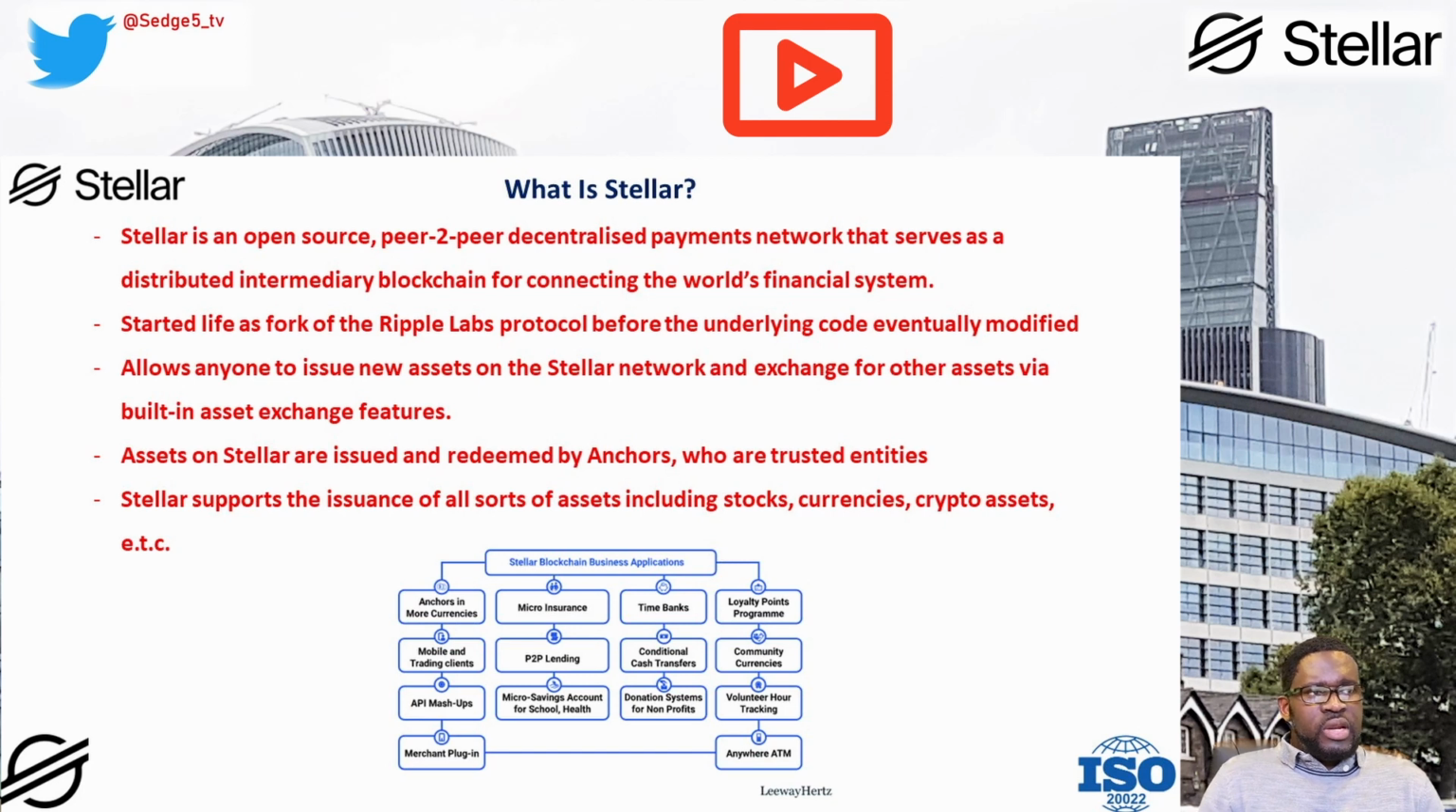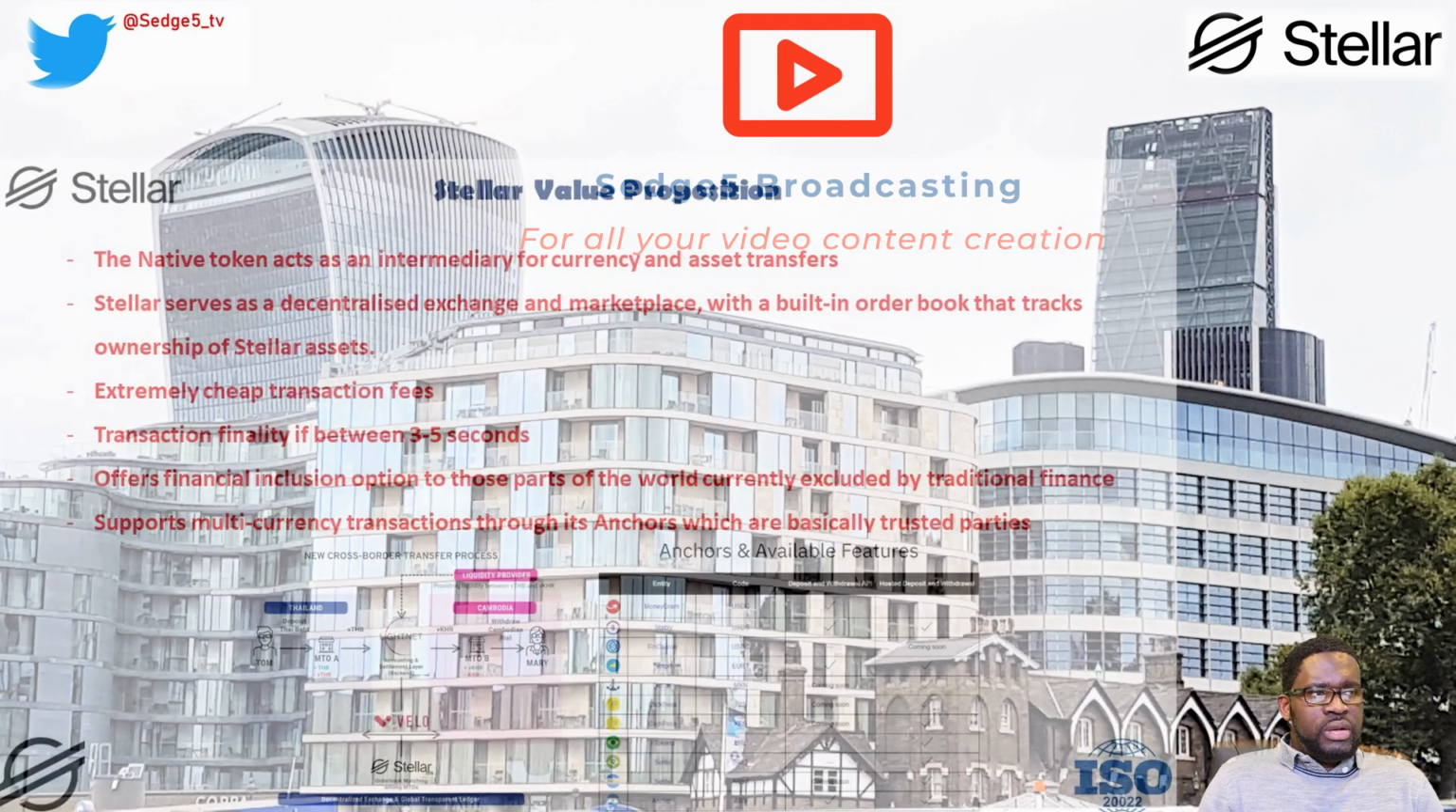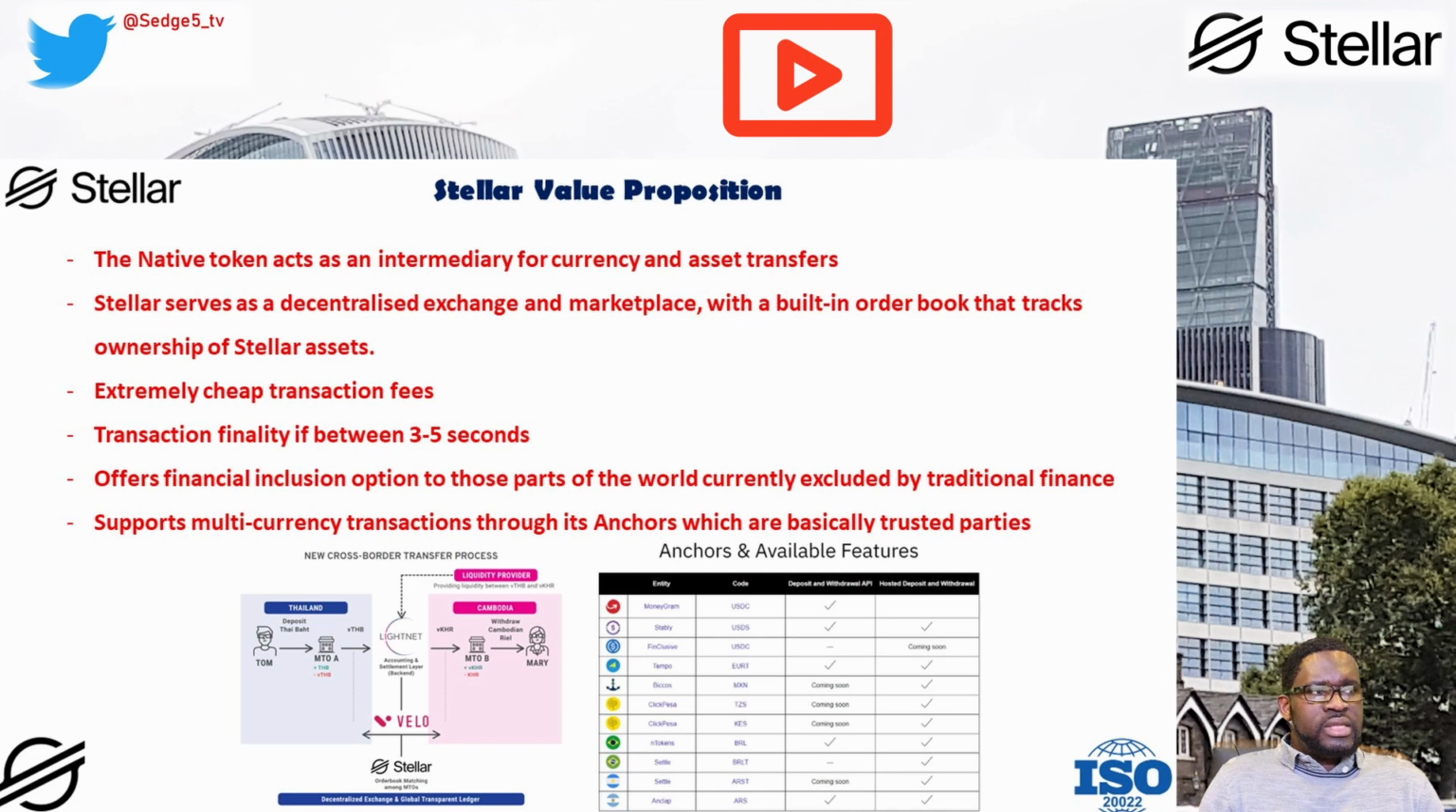So, what about Stellar's value proposition? The native Stellar token, which is the Stellar Lumens, ticker symbol XLM, acts as an intermediary for currency and asset transfers. Stellar serves as a decentralized exchange and marketplace with a built-in order book that tracks ownership of Stellar assets. It also offers extremely cheap transaction fees, and transaction finality is between 3 to 5 seconds, so it is extremely fast to finalize transactions. The Stellar network also offers a financial inclusion option to those parts of the world currently excluded from traditional finance, and it also supports multi-currency transactions through its anchors, which are basically trusted parties.